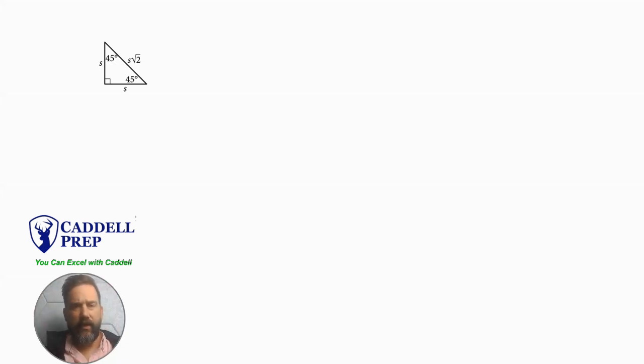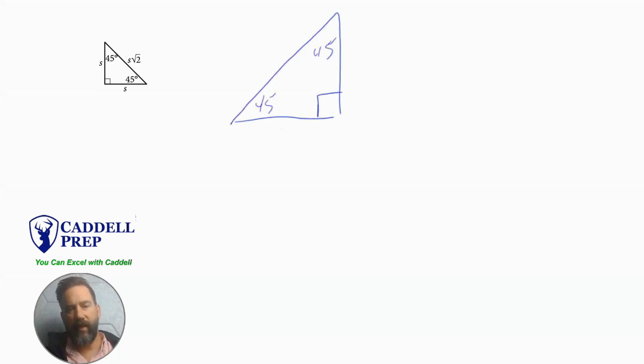All right, let's take a look at this triangle. So now we have the 45, 45, 90. The thing about this triangle is that if this is 45 and this is 45, it's an isosceles triangle, and the sides opposite them are the same. So that's why this one is S, and this one is also S. And then this would be S radical 2.